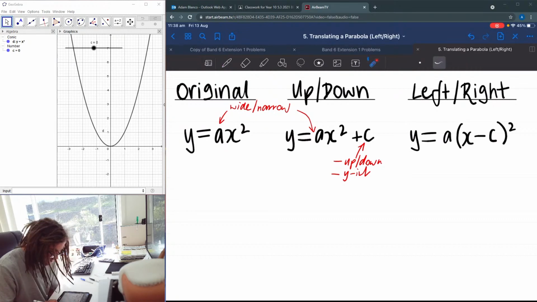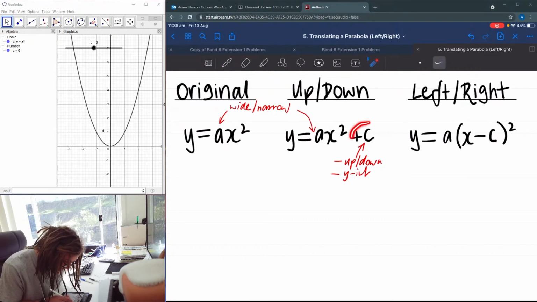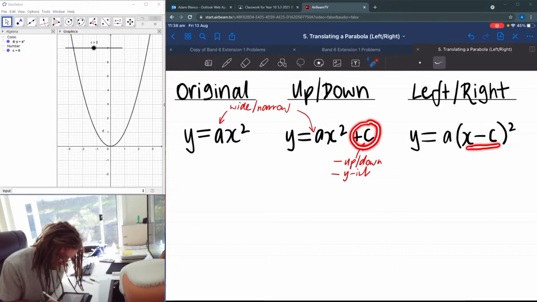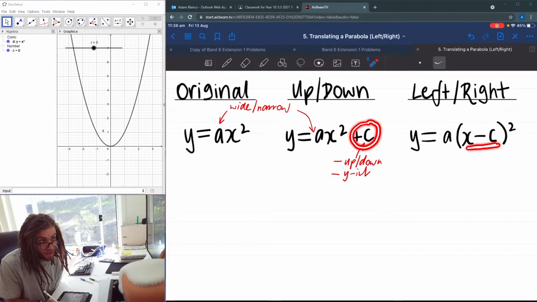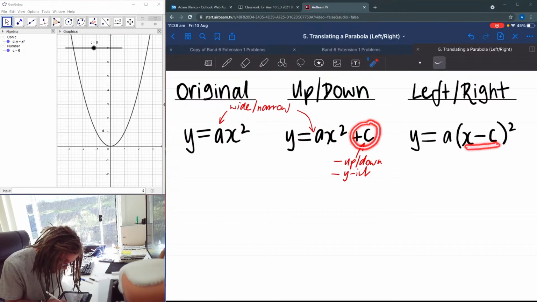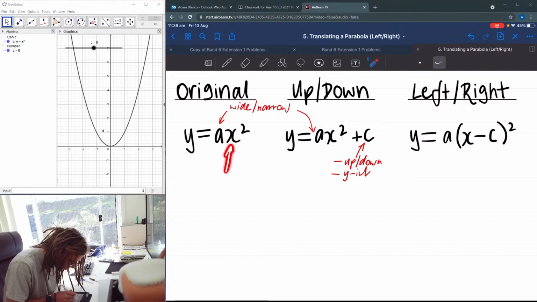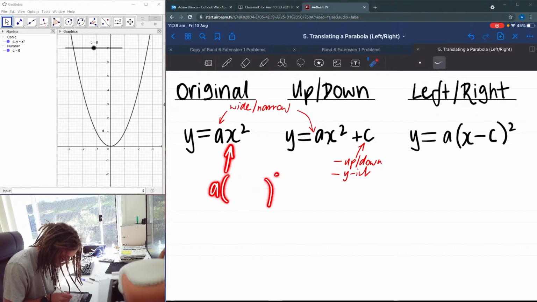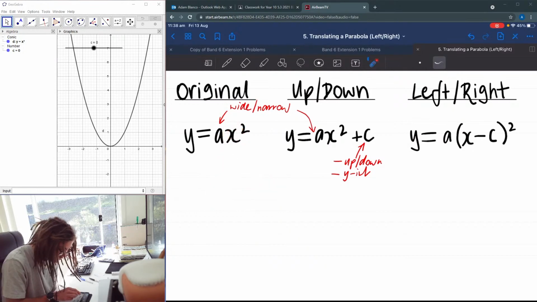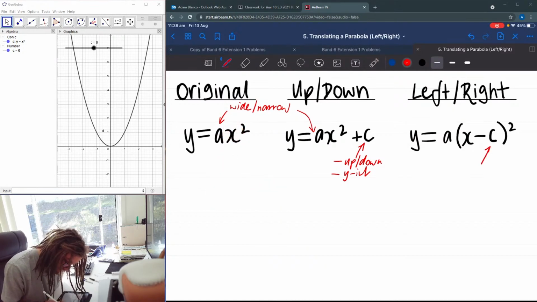Now in the left and right case, instead of having a plus c on the outside of the whole thing, this time we've got a minus c, and I'll explain why it's a minus in a sec. A minus c inside the brackets next to the x. So in other words, we're opening up this part of it and putting a c in there. That's what's happening. So this moves it left and right.